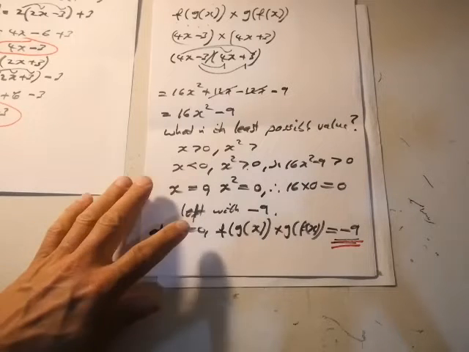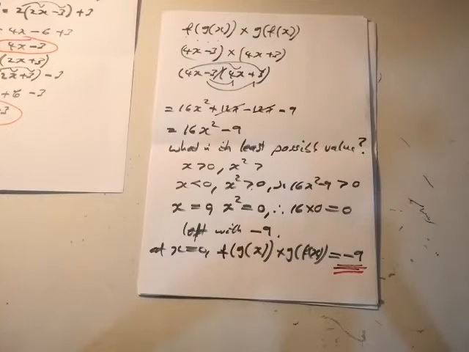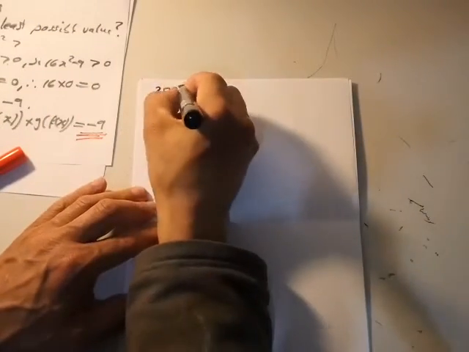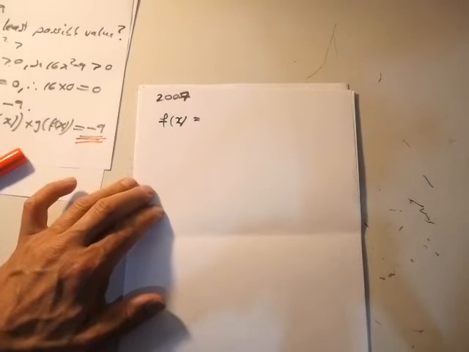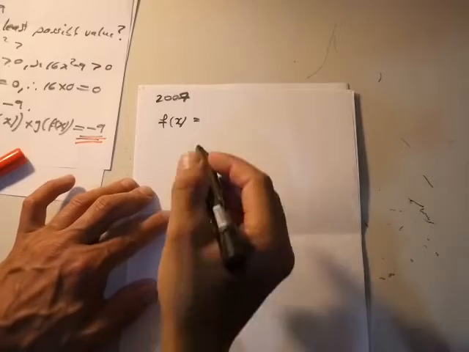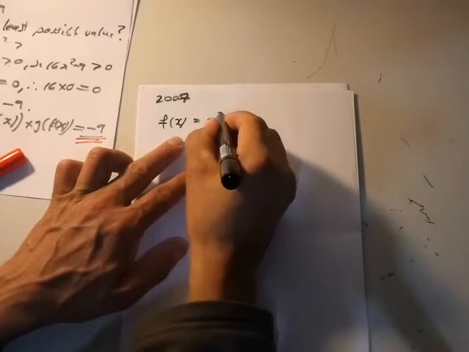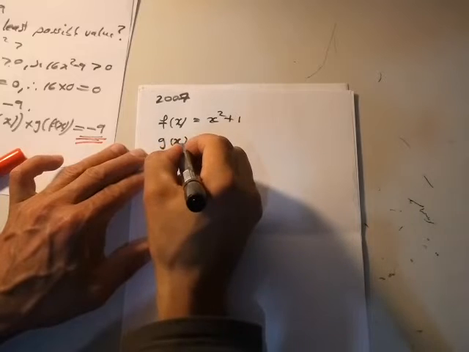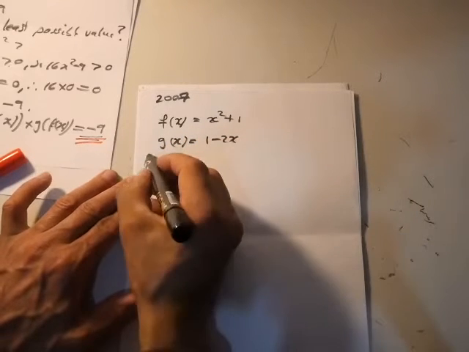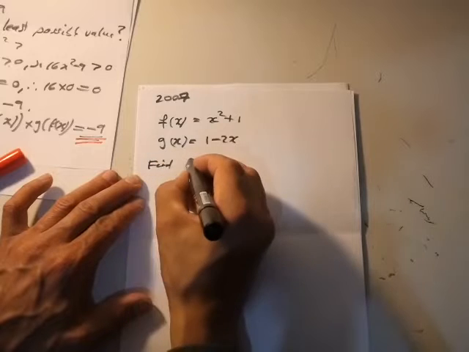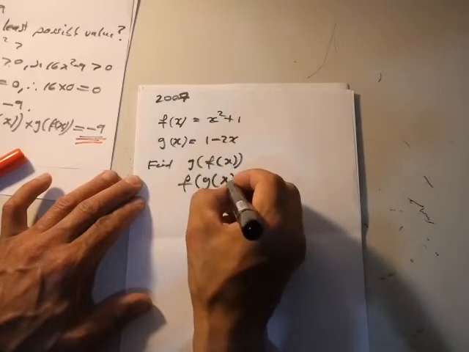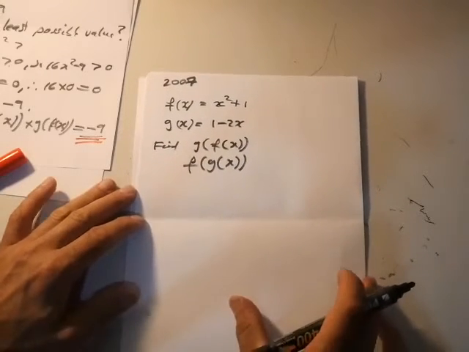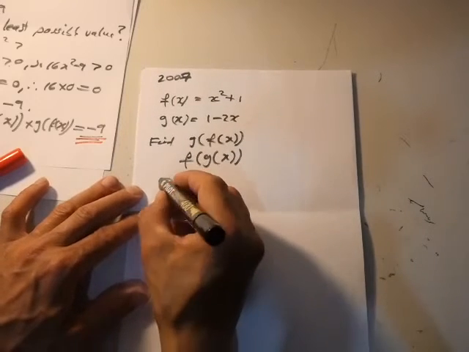I'll do another video on composites later, another demonstration. f of x equals x squared plus 1, g of x equals 1 minus 2x. So find g of f of x and f of g of x. I usually do a few examples of composites because students don't always get it the first time.